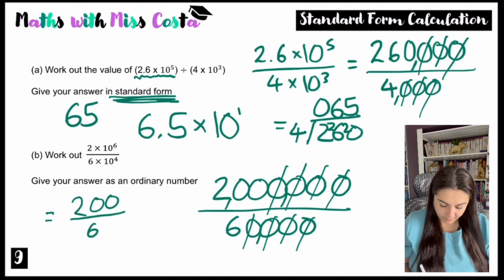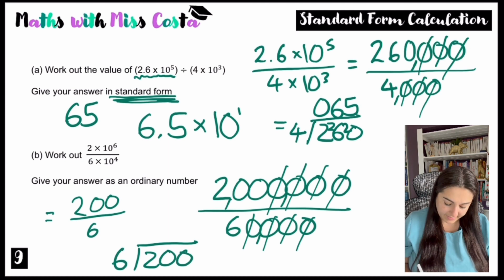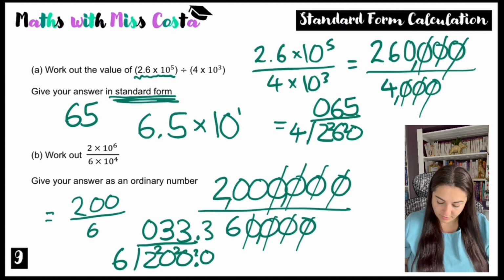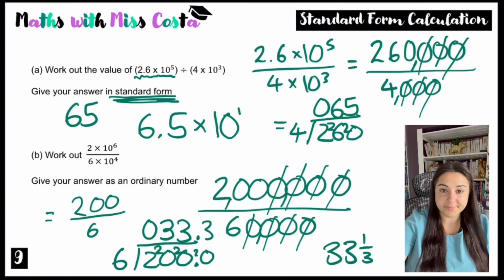So let's use the bus stop again. How many times does 6 fit into 200? 6 is into 2, go 0. 6 is into 20, go 3, remainder 2. 6 is into 20, go 3, remainder 2. So that's going to be a recurring number, 33.3, which we could write as 33 and 1/3.